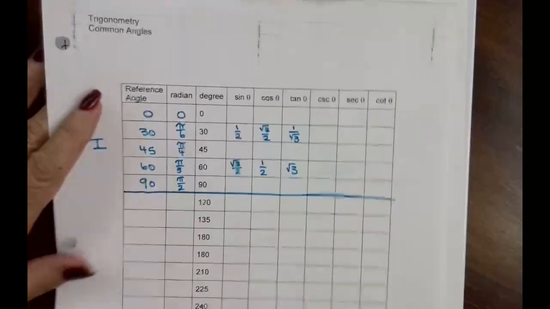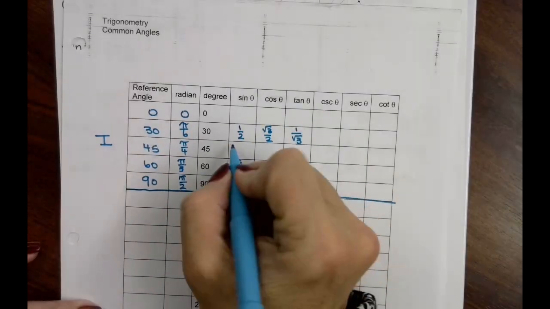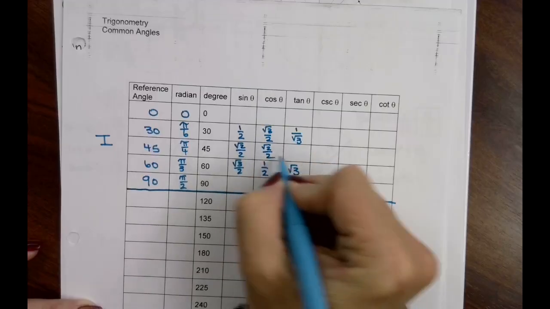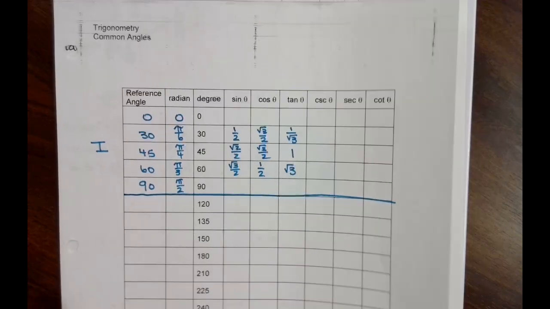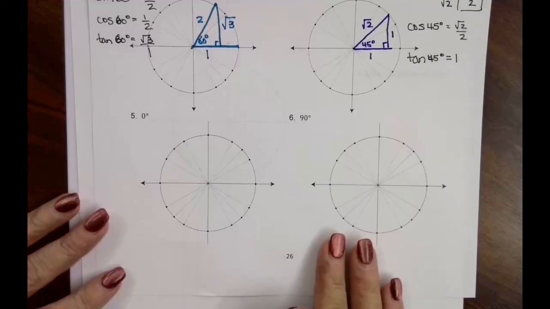So I'm going to come back here to my chart. And what I know is that this value is the square root of 2 over 2, the square root of 2 over 2, and the value of just 1. All right? So let's keep going here. I'm going to go through just this first quadrant.